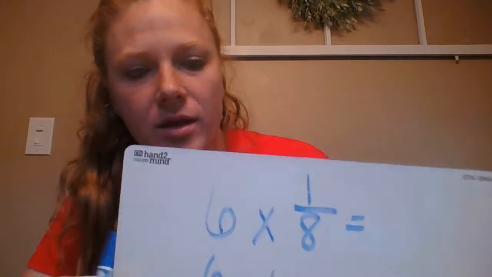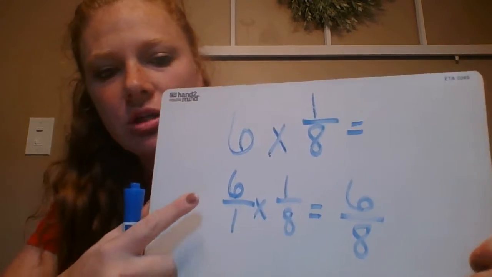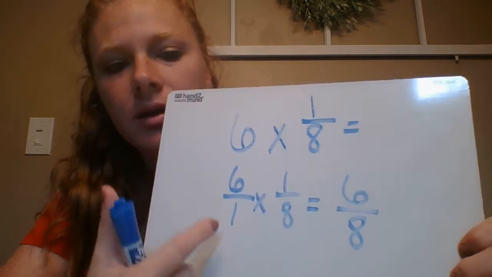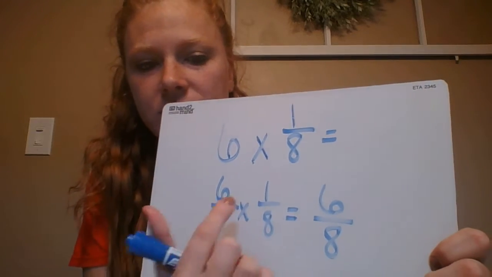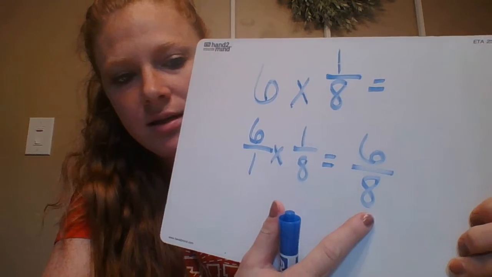The first thing I want to do today is go over our extra problem that I gave you yesterday. The extra problem was 6 times 1/8. What you should have done is written 6 over 1 and then multiplied it by 1/8, multiplying the top numbers and the bottom numbers. Your final answer should have been 6/8. I hope you did well on that one.